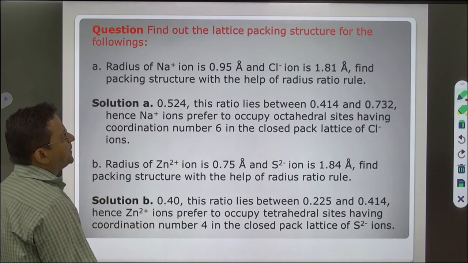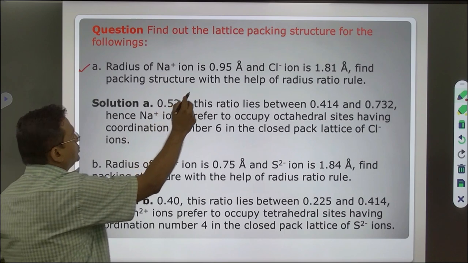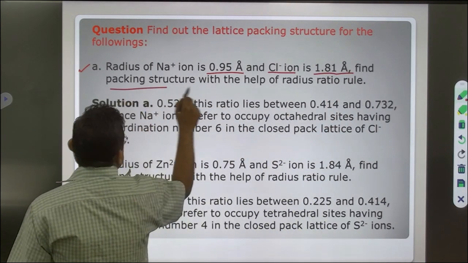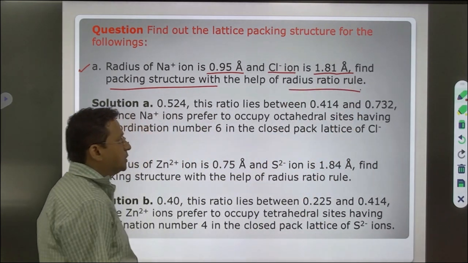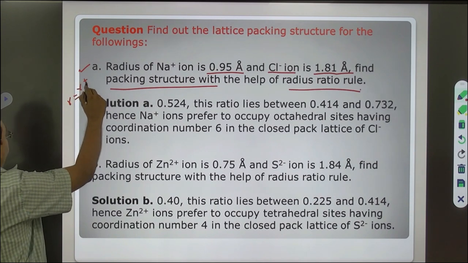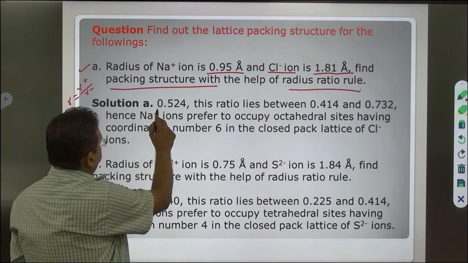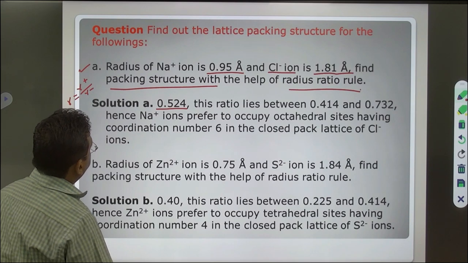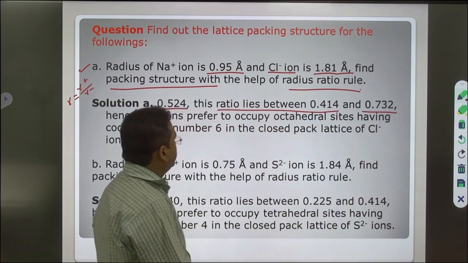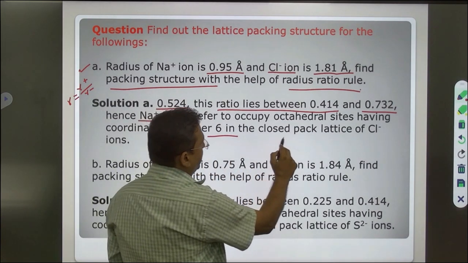Question: find out the lattice packing structure of the following. A. Radius of sodium ion is 0.95 angstrom and chloride ion is 1.81 angstrom. Find the packing structure with the help of the radius ratio rule. The solution: when we calculate r plus upon r minus, we get 0.54. This ratio lies between 0.414 and 0.732. Hence, sodium ion prefers to occupy the octahedral site, coordination number is 6, in the close packed lattice of chloride ions.